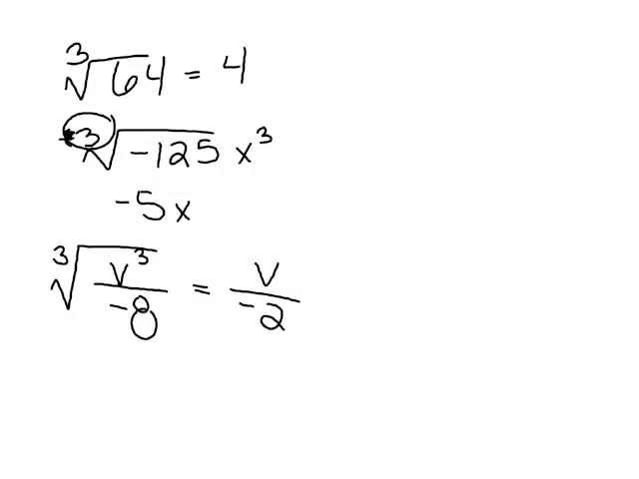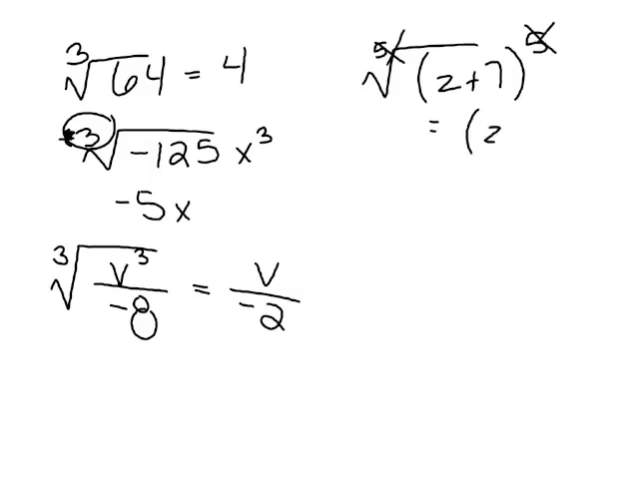So this can go as high as we want. What if I have the 5th root of z plus 7 to the 5th power? This is my 5th power, and my 5th root will cancel each other out. And I'm left with z plus 7.